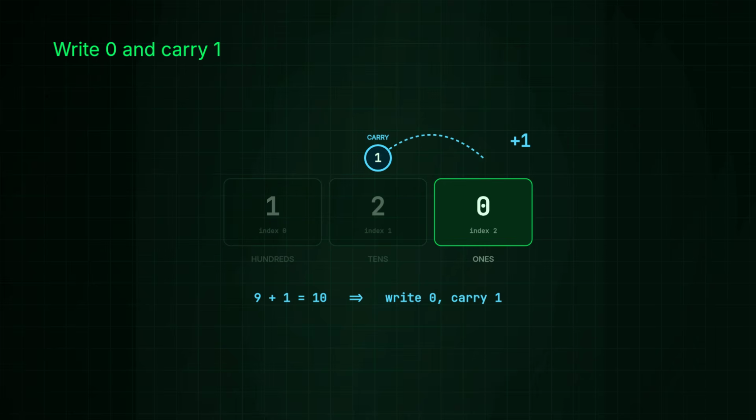Ordinary addition starts at the ones place, so place plus 1 above the final digit. 9 plus 1 is 10. Write the 0 in the ones place and carry the 1 to the tens place. The carry moves left only because the sum reached 10.